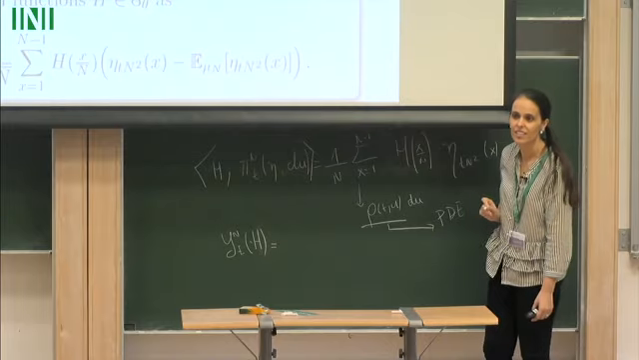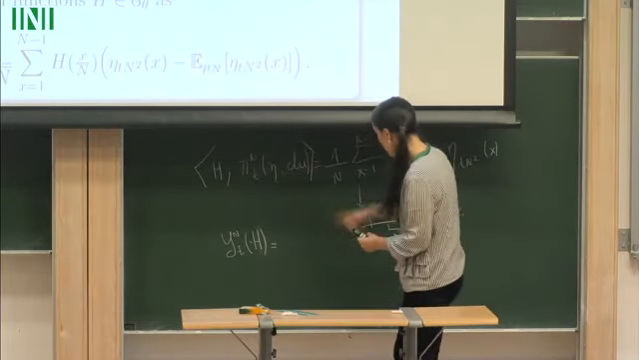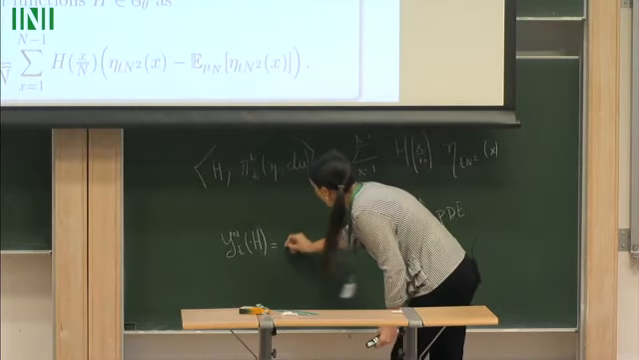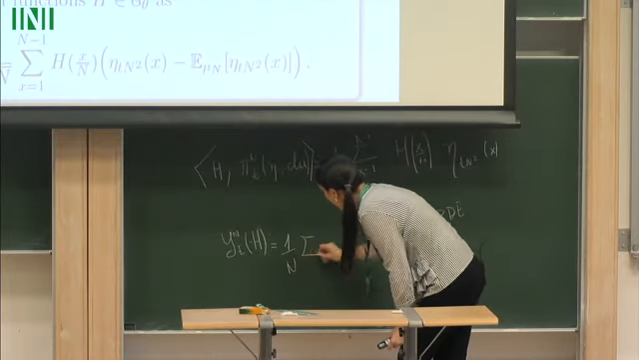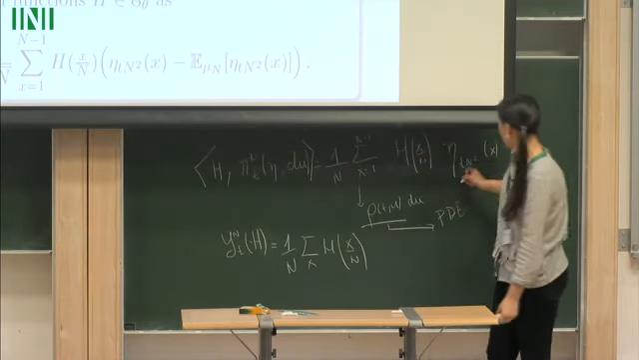You agree? Yes, I just integrate h with this. And now I put this here. So I have 1 over n, the sum over x of h(x over n), times eta.